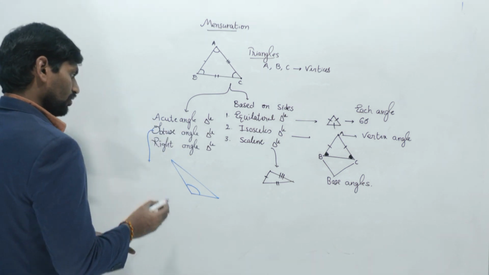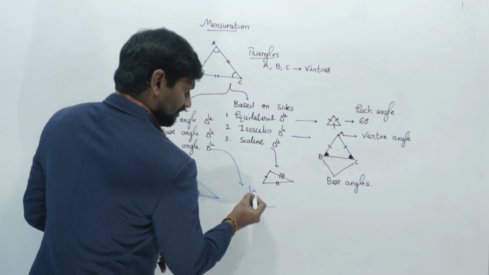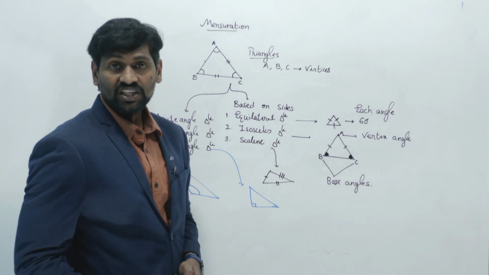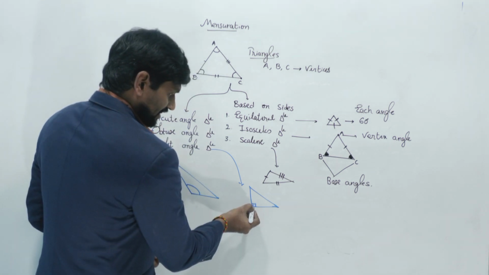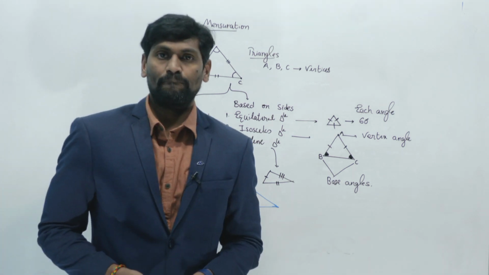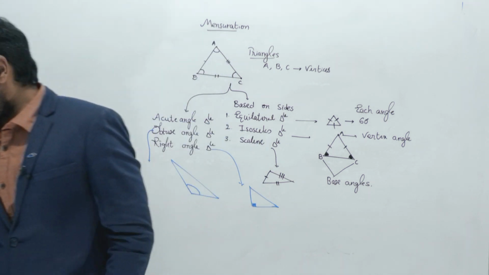Now the right angle triangle. In a triangle, if one of the angles is 90 degrees, then this triangle is called a right angle triangle. Now let us see the formulas for this.